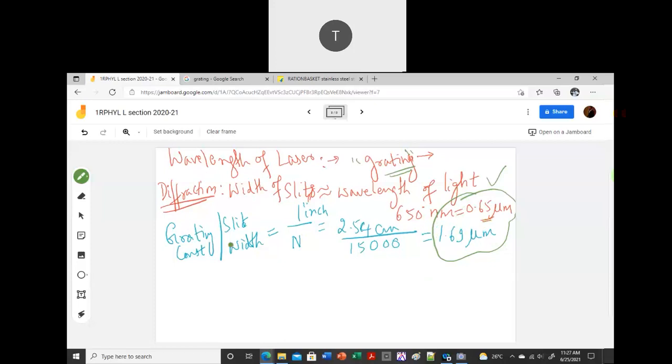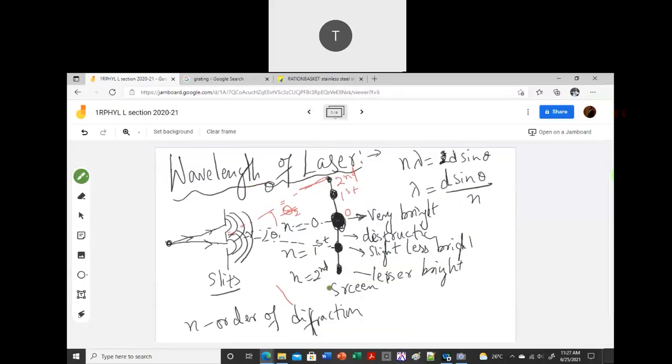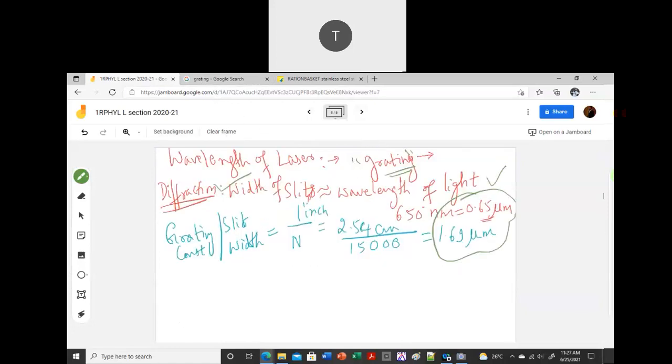Now what happens? Once you satisfy this condition, then you can expect the diffraction, like your Young's double slit experiment. So now I will just show you how it looks, and then I will draw the diagram. Then it will be more convincing for you.